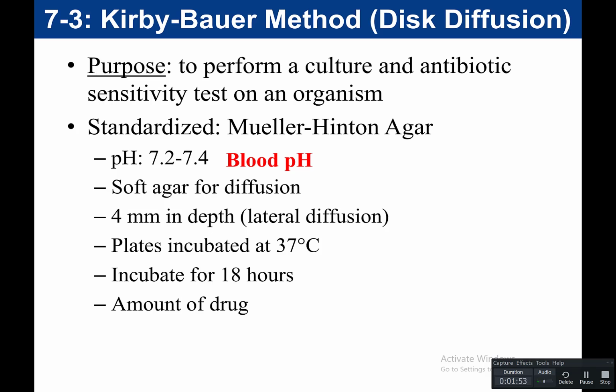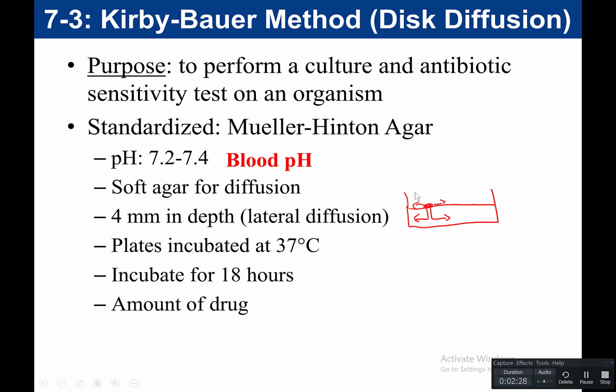Next, we have soft agar for diffusion. The agar has to be soft enough that the drug is able to diffuse through the agar. So it has to be soft agar. The plate must be poured at 4 millimeters in depth, and that controls for what we call lateral diffusion. What that means is that if we look at this disc, the drug is going to diffuse out from the disc, right? It's going to go out. It's also going to go down and then out.